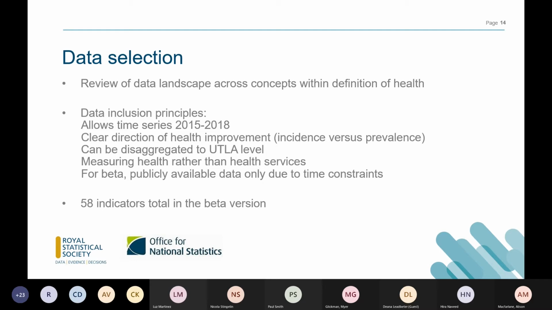And finally, for the beta, our inclusion principles include data that are publicly available, but this was only due to the time constraints, and we're happy to explore other sources and are exploring other sources at present for what we can include in the full version of the index. Overall, this gave us 58 total indicators, and I'll summarize the domains and subdomains they're organized into a bit later on.